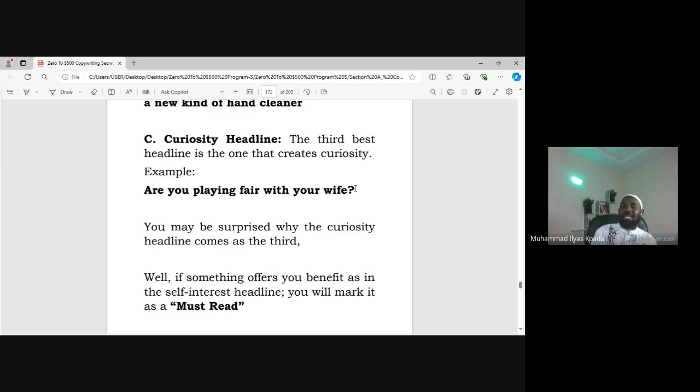For instance, if you check swiped.co, there is a headline you are going to see there: do you make these mistakes in English? Everybody will want to read that headline. It is a very big curiosity headline.